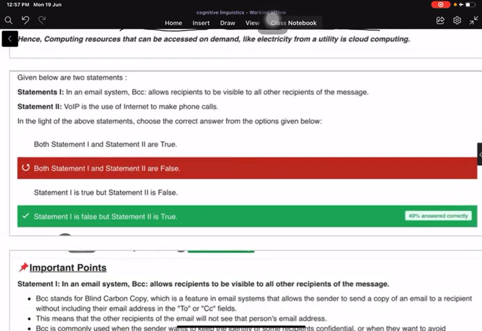Now, first statement: in an email system, BCC allows recipients to be visible to all other recipients of the message. That's not correct. And VoIP is the use of internet to make phone calls. That's true.